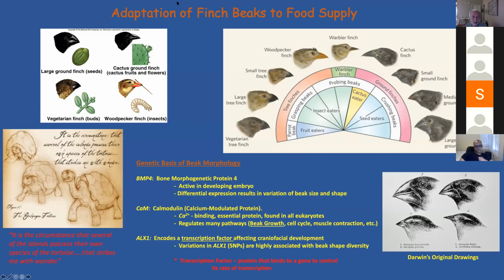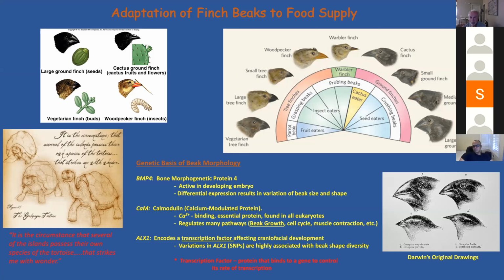So one of the main things that Darwin looked at was the adaptation of finch beaks according to the food supply that they had. If you look in the upper right, you can see that some of the finches, and these are correlated with islands that they lived on. Some of them ate seeds and lived on the ground. Some ate cactus. Some ate insects. These lived in trees. And some ate fruit.